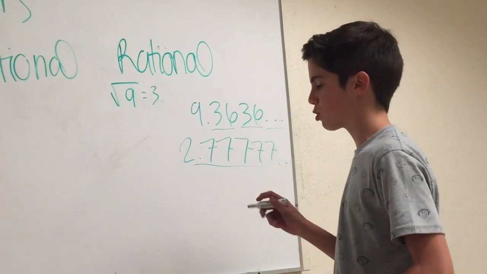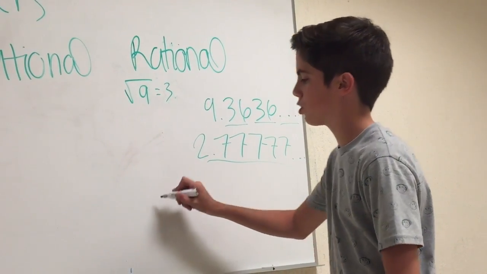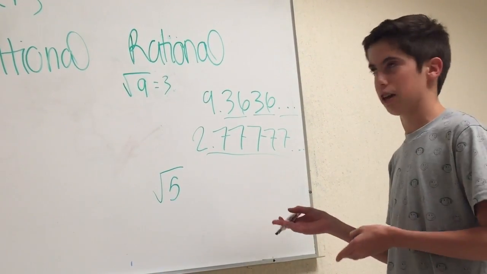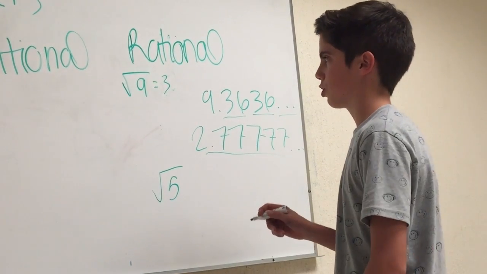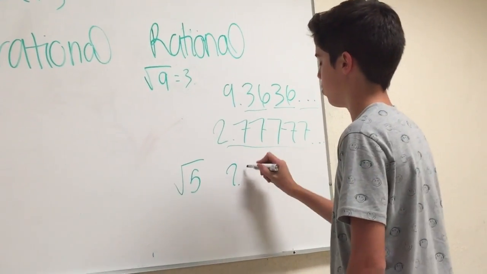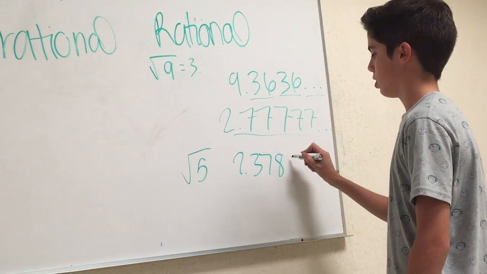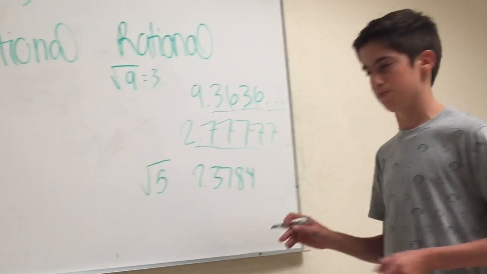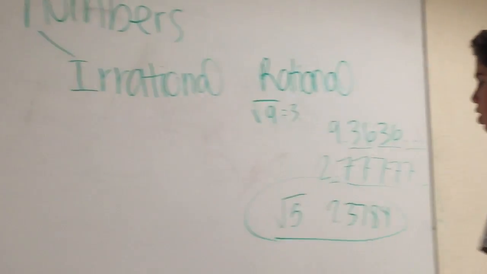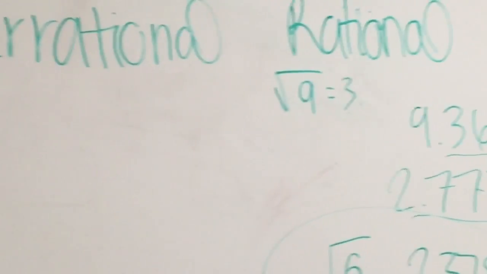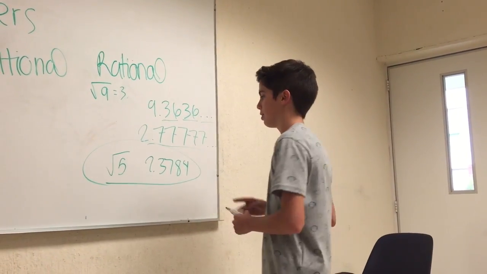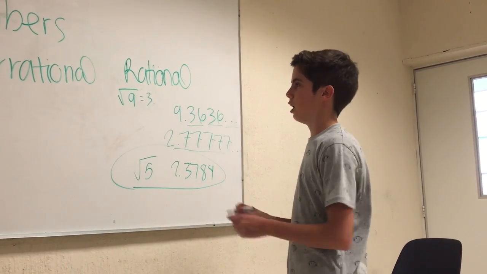But when it comes to numbers such as square roots that don't end at some point, like the square root of 5, it has infinite decimals. Or also, for example, 2.3784, it doesn't have a certain pattern. So we would classify these as irrational numbers. Irrational numbers are just the ones where the decimal doesn't end. Now, back to the rational ones.